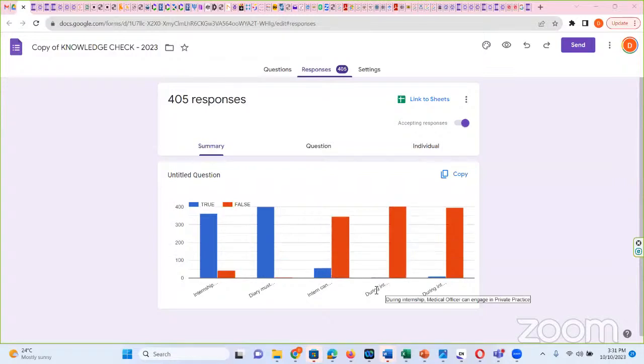During internship, a medical officer can engage in private practice. 402 people say no, yes, good. Only 3 people are expecting to do private practice during internship. Please be careful, right?